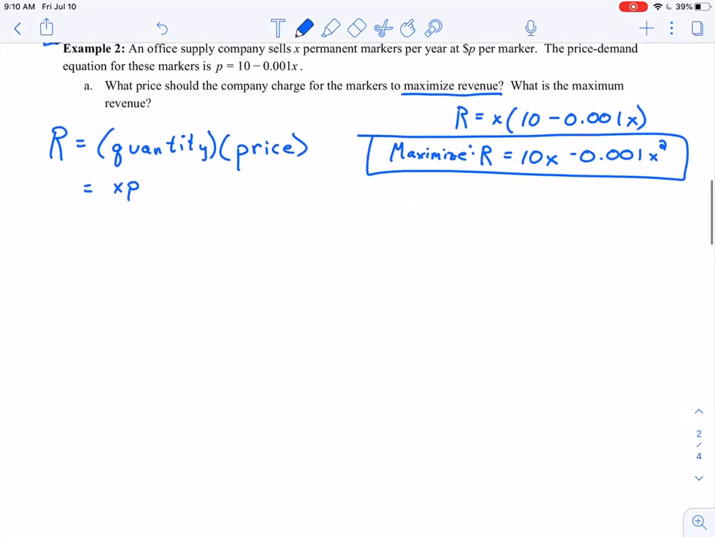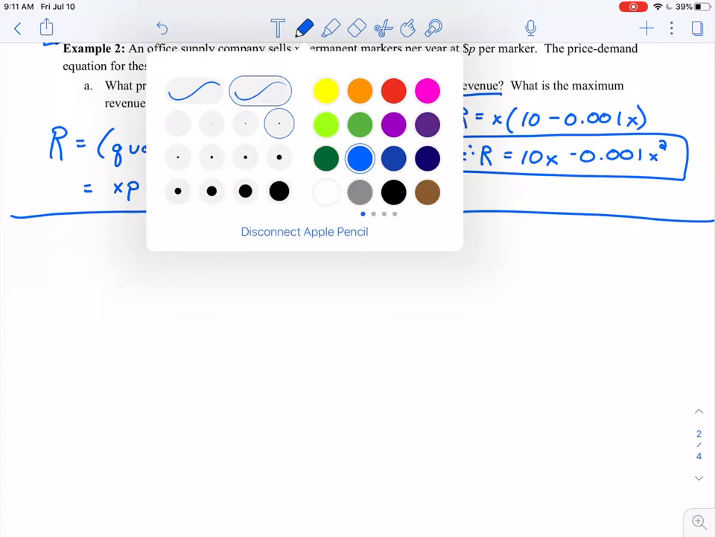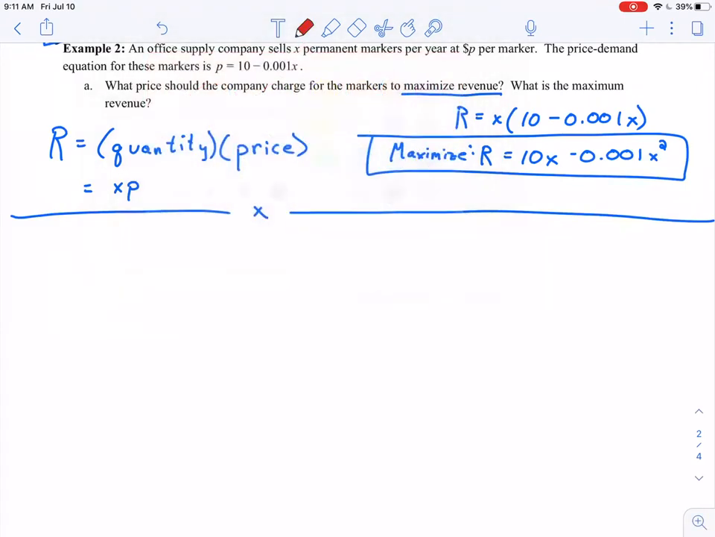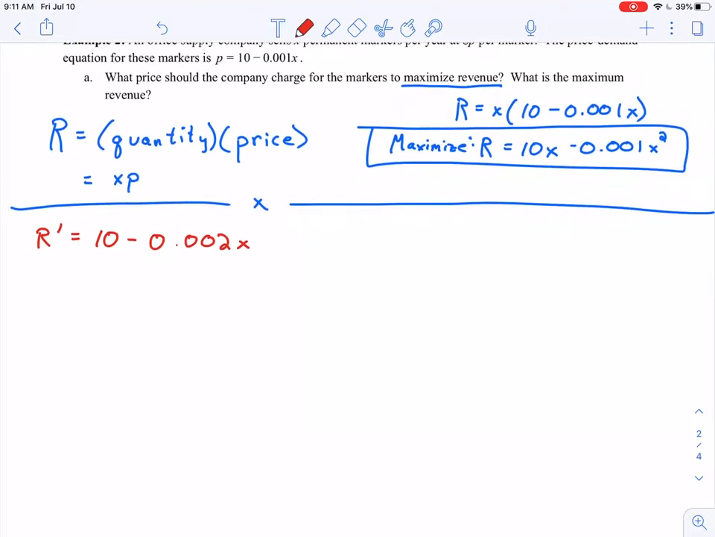So, how should we go about this? I think that no matter what, we should find our critical points. That's usually a pretty good place to start. So I'm going to start with my critical points. So let's find R prime here. My derivative is 10 minus 0.002x using our power rule. And I want to find places where my derivative is equal to 0, places where my derivative is undefined, just like we've done every other time.